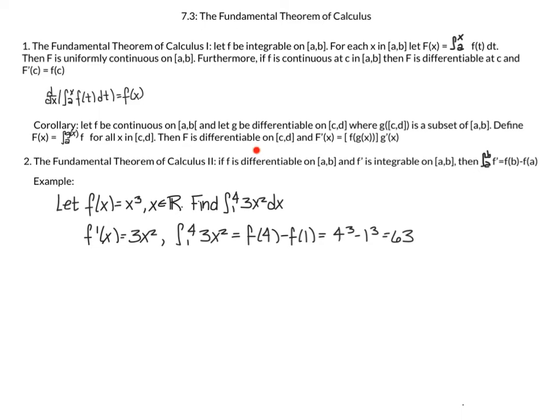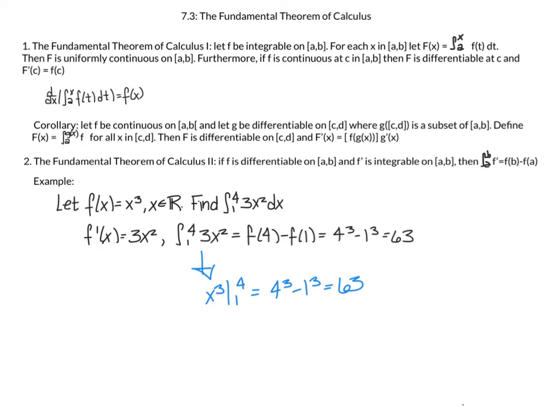Our next example of the Fundamental Theorem of Calculus, Part 2: let f of x equal x cubed, x in the real numbers. We want to find the integral from 1 to 4 of 3x squared. And we're going to note here our f of x is equal to x cubed, so f prime of x is equal to 3x squared, which is exactly what we're trying to integrate. By the Fundamental Theorem of Calculus, not the corollary, sorry, Part 2, right here, that means the integral from 1 to 4 of 3x squared is equal to f of 4 minus f of 1, which will be equal to 4 cubed minus 1 cubed equals 63.